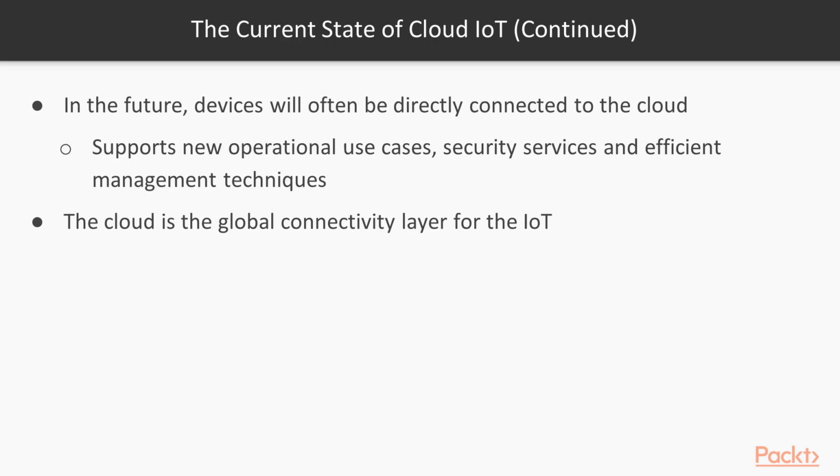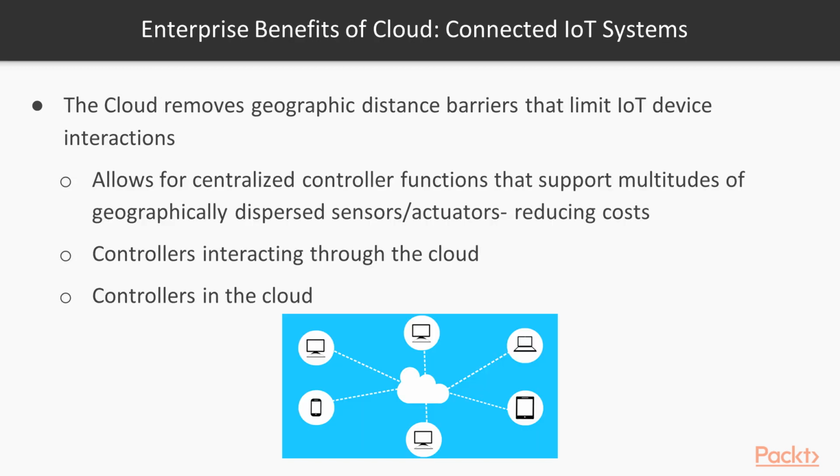All of this points to the cloud being the global connectivity layer for the IoT and supporting even more new use cases as IoT devices communicate and interact with one another. The cloud removes geographic distance barriers that currently limit IoT device interactions. It allows for centralized placement of controllers that can reach out to industrial control systems, and it even supports the coordination of those control systems across vast distances.